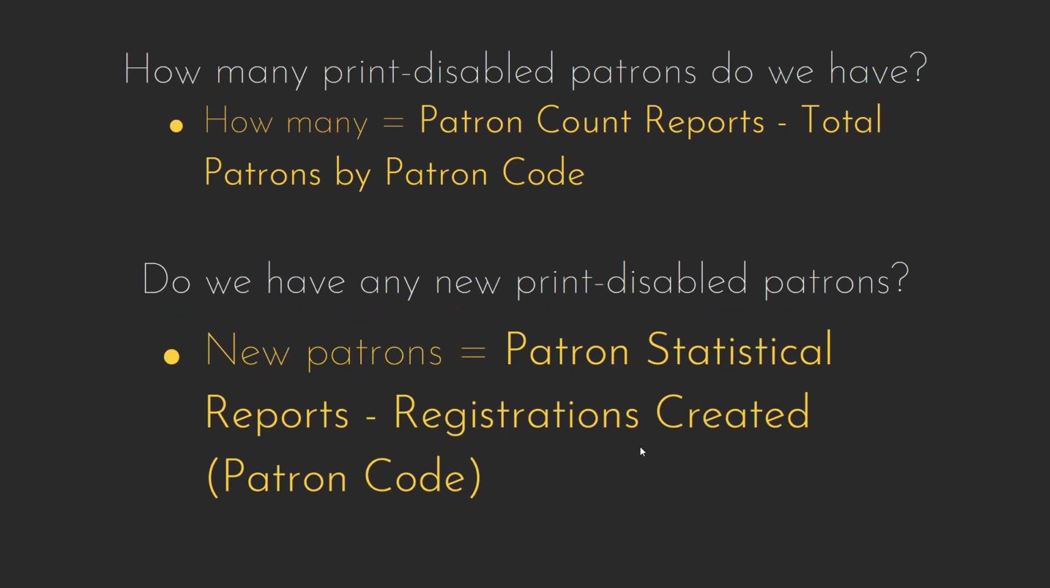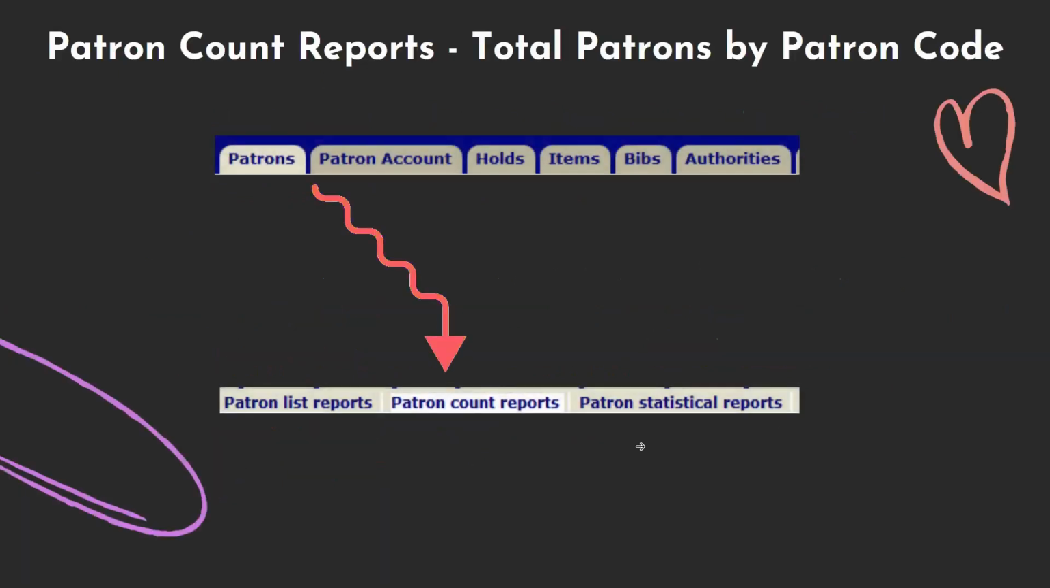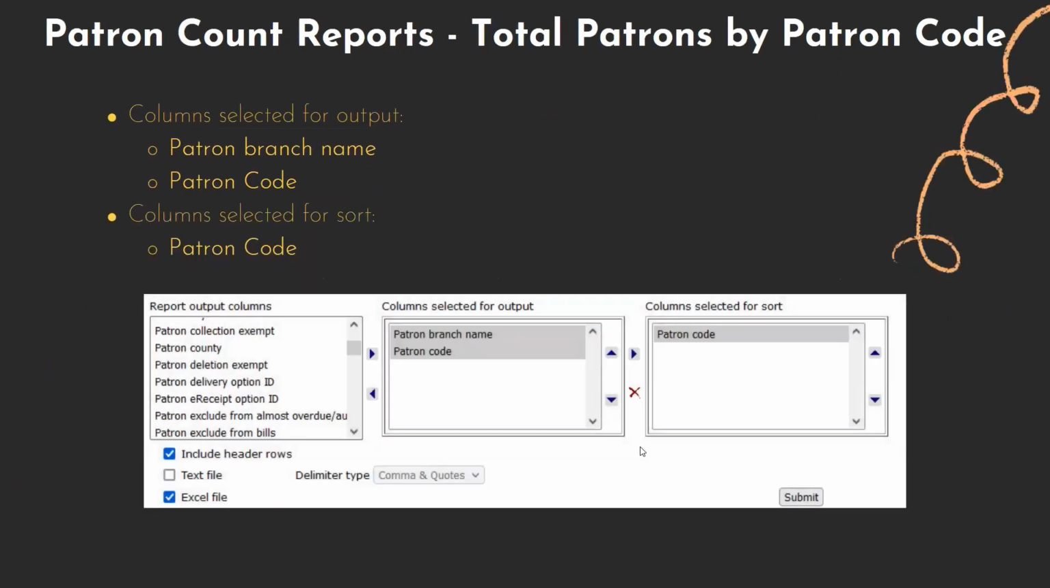Registrations created, patron code, which we are really good at doing now. We're going to go to the patrons tab again, and this time we're going to go to the patron count report. Okay. And you're going to go into the report output columns, and then you're going to move into columns selected for output, patron branch name and patron code. I like to sort by patron code. You don't have to. It depends on how many patron codes you're anticipating. If it's not many, then don't worry about it because it's not going to sort a lot. And you're just going to hit submit.